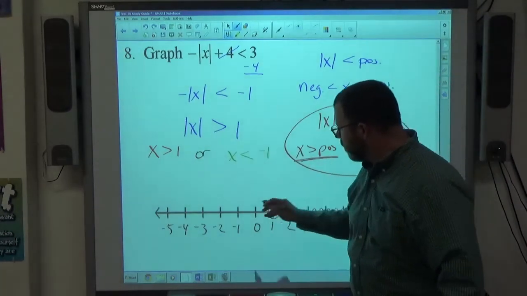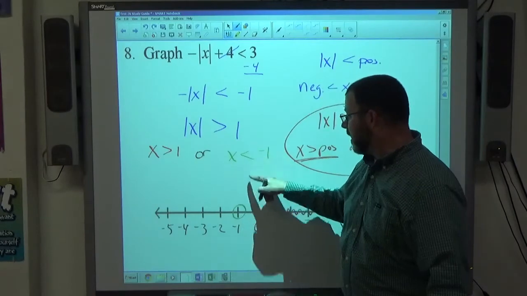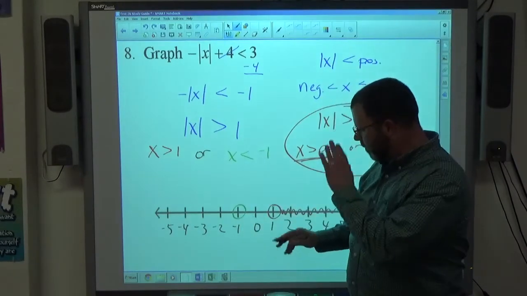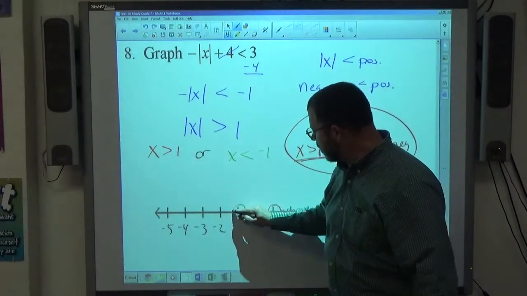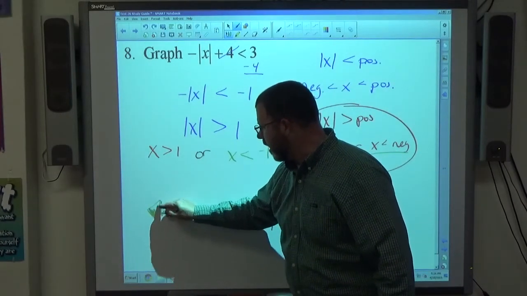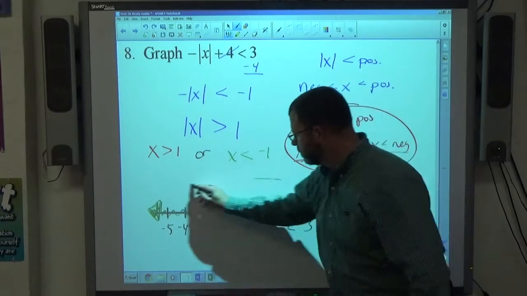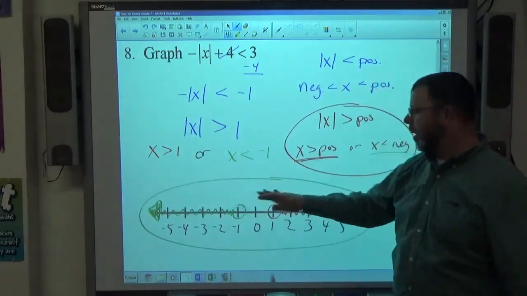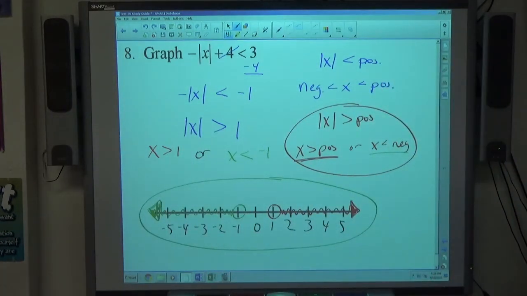X is less than negative 1, open circle at negative 1, because again it does not say equals, so we do not want to include negative 1, but we want to start there. Less than goes to the left, so I'm going to shade to the left, shade the arrow, and there is our entire answer. And that's what I'm grading on this problem is the actual graph there, so make sure you do graph it correctly.